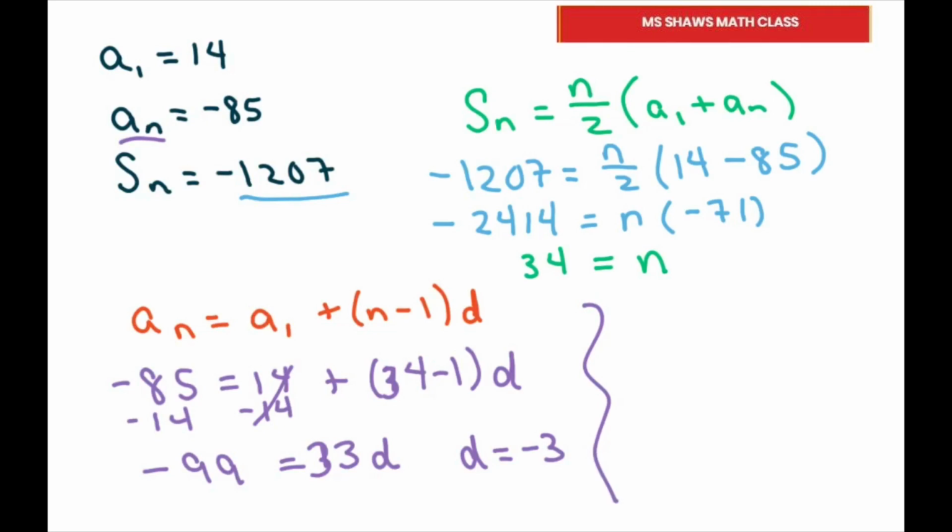All right. So now that we have d and we know our first term is 14, our next term, since it's a series, we're going to add. Our next term is going to be minus 3. So we're adding. So that's going to be 14 minus 3 is 11. And then 11 minus 3 is 8. But anyway, they just asked for the three terms. So there's your first term, your second term, and your third term.